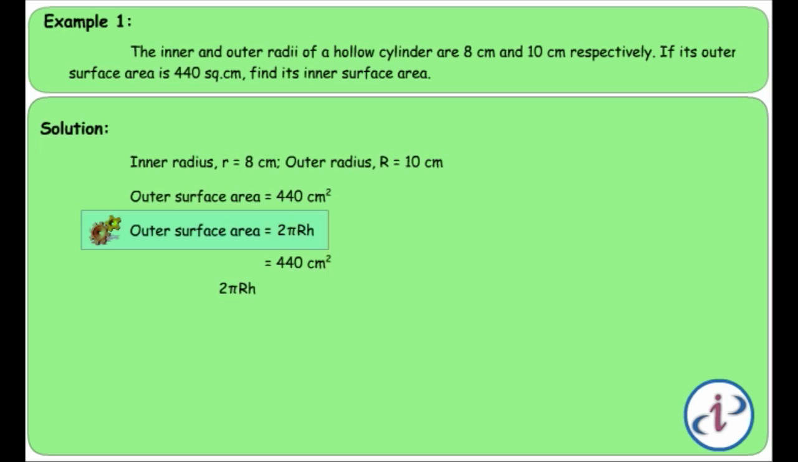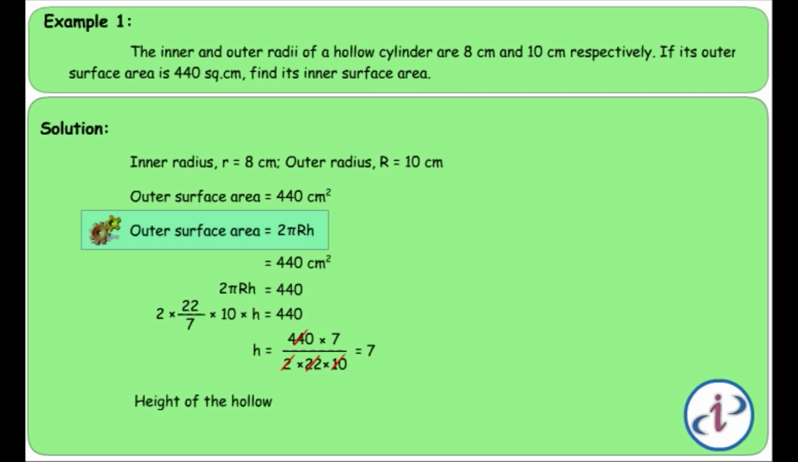Substituting the value of R in the above formula, we can find height of the hollow cylinder. That is 2 times 22 by 7 times 10 times h is equal to 440. Cross multiplying, we get h is equal to 440 times 7 the whole divided by 2 times 22 times 10. Cancelling the common terms, we get 7 centimeter as height. Thus, the height of the hollow cylinder is equal to 7 centimeter.